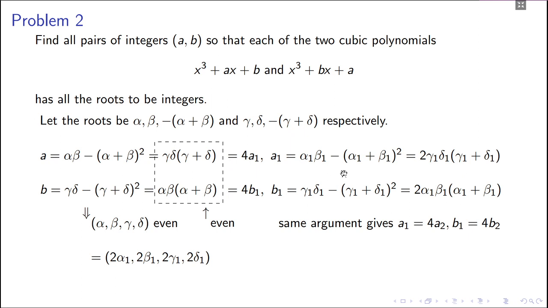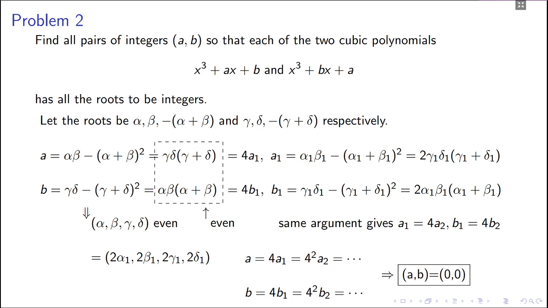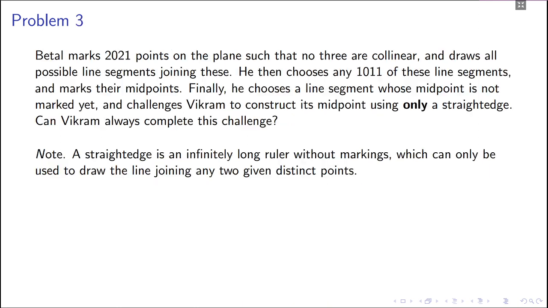And this is like infinite descent. So if it's anything finite, then this series will diverge to infinity. So the only possibility is that all these terms are 0. So a, b must be 0. Okay, so that's the only solution. And this problem is also done. So let's go to the next one.